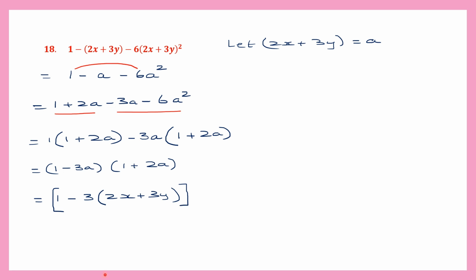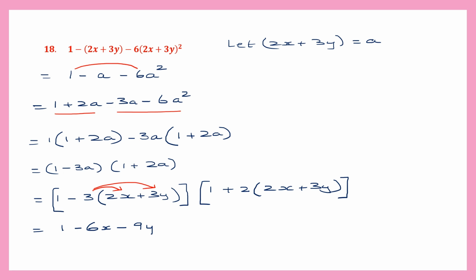Then here in the next part we have 1 plus 2a. That is 1 plus 2 into a, and a is 2x plus 3y. So again let's use square brackets here. Now let's open the brackets slowly. So this becomes 1 minus 3 into 2x first and 3 into 3y. So minus 3 into 2 is minus 6x. Then minus into plus is minus, 3 3s are 9, minus 9y. So this is within the first bracket.